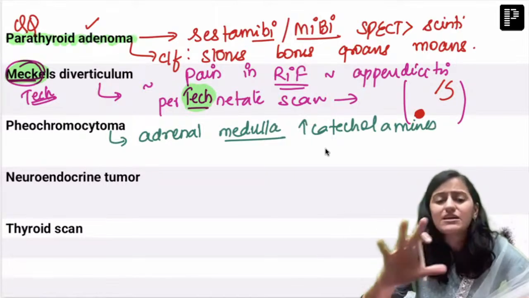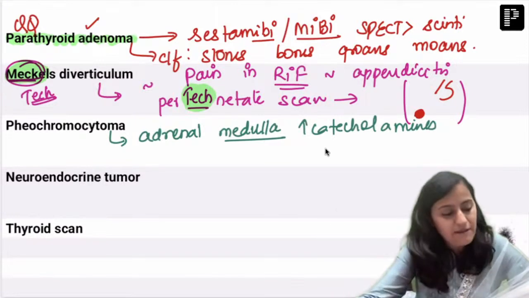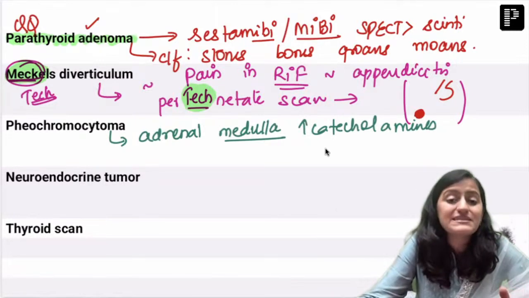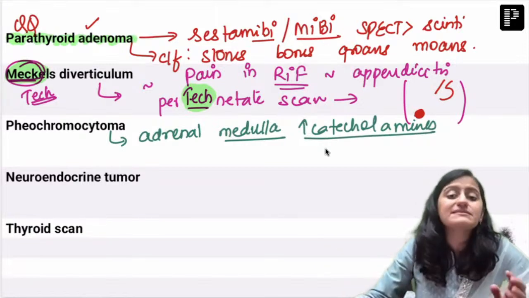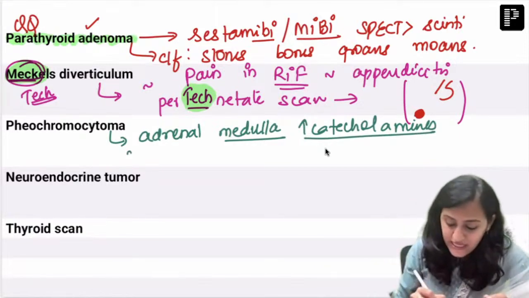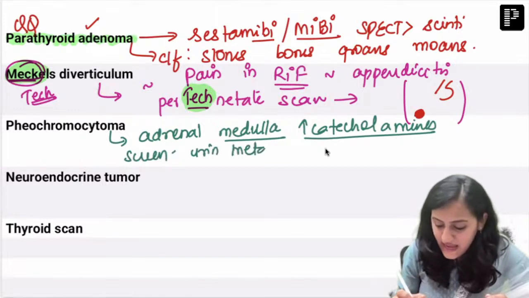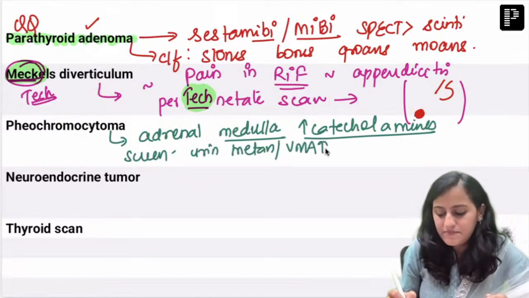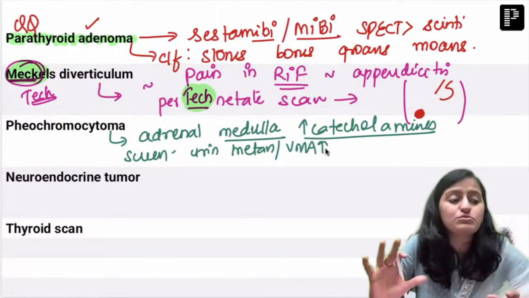Whenever you see this in any question, it is pheochromocytoma, right? So first thing is measuring the urinary metanephrines and VMA levels, which are produced by the metabolism of catecholamines. They will be increased. So the screening test is first the urinary metanephrines and the VMA levels. Once they are increased, you know that there is a pheochromocytoma.